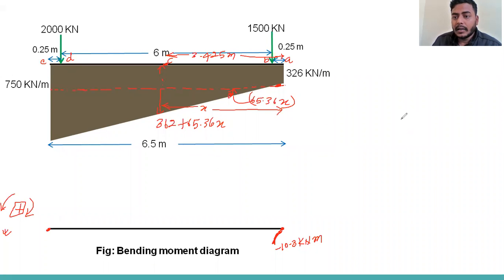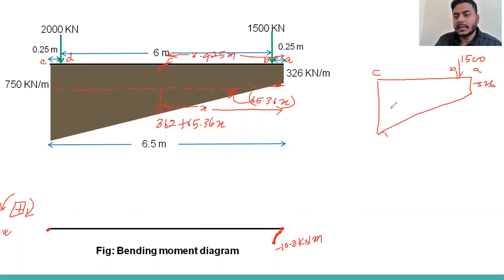So what will be the loading pattern from the left at C? This point is C, this point is A. Here the load is coming, 1500 at point B. So this is 326. This also we can divide into two parts. The rectangular part will be 326 and this part will be 65.36x, where x is 3.425. Right.